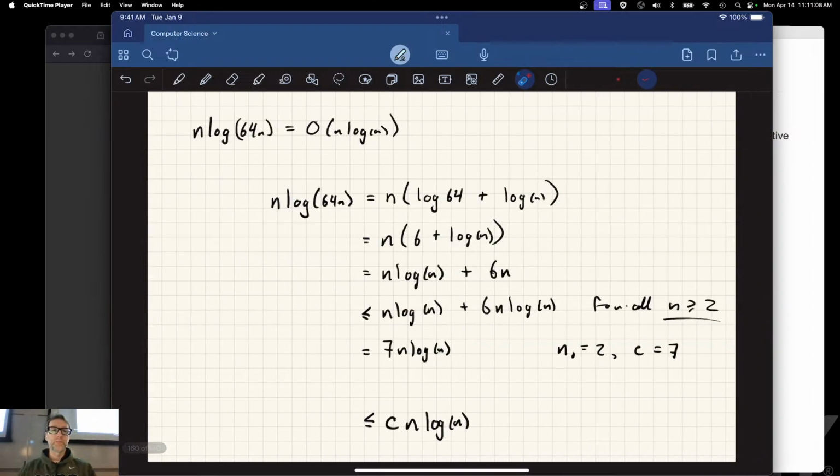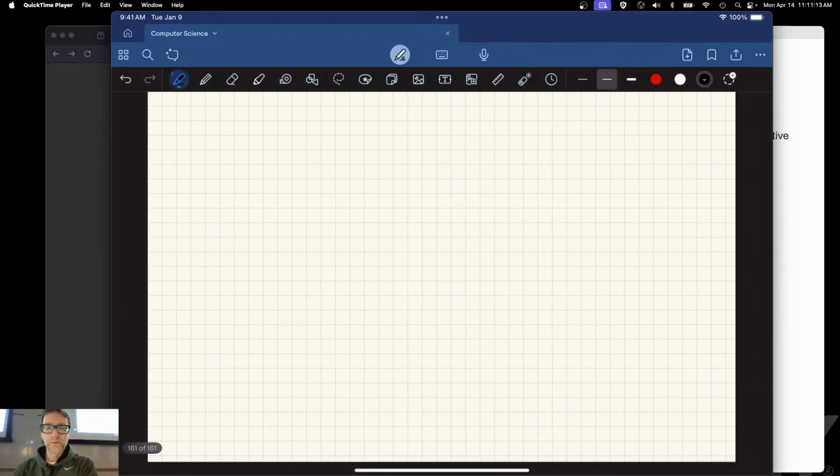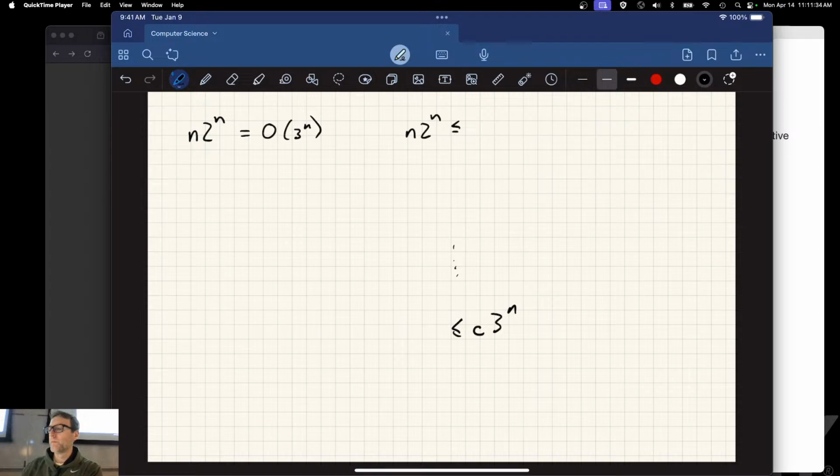Okay. Here's 2 more. Here's one. n 2 to the n is big O of 3 to the n. Okay. All right, let's set up our inequality. n 2 to the n is less than or equal to... We want this to eventually look like c 3 to the n. All right.